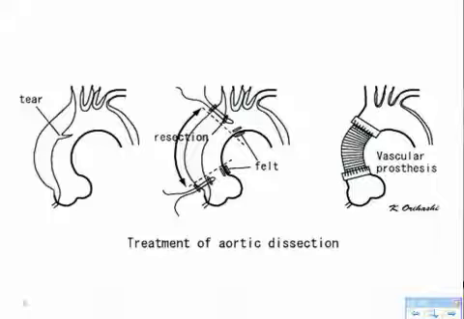What eventually they came up with was the Gore-Tex. The Gore-Tex does give, and it gives you a little bit of rebound, but it's not like the aorta. As a consequence, your diastolic pressure tends to be lower than it should be.